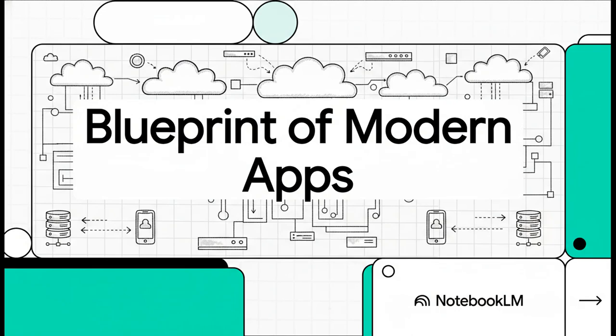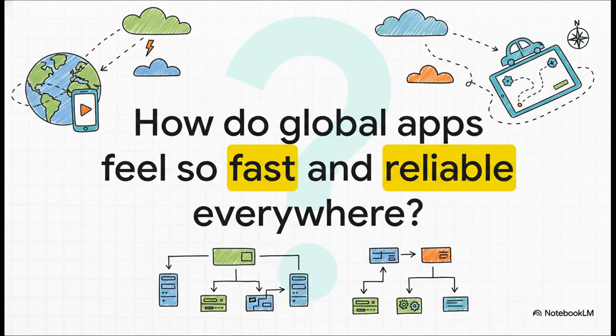Hey everyone, and welcome. Today, we're going to pull back the curtain on the apps you use every single day, the big ones. We're going to map out the blueprint that lets these massive, global applications feel like they're running on a server right next door. So how on earth do they pull it off? Let's dive in. I mean, really think about it for a second.